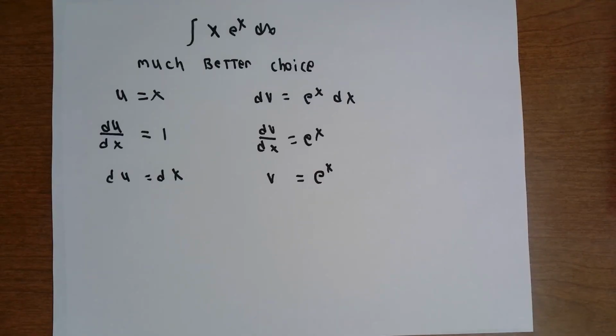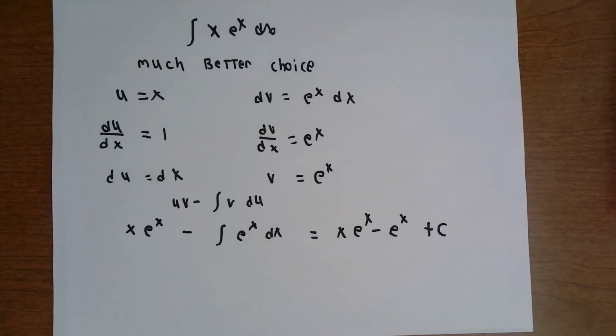Returning to our problem, a much better choice is u equal x and dv equals the rest of it, e to the x dx. du dx is 1. Treating these as fractions, even though they're not, du is 1 times dx. On the other hand, dv is e to the x dx. In the same way, dv dx is e to the x. V is an antiderivative of e to the x, one of which is e raised to the x power.